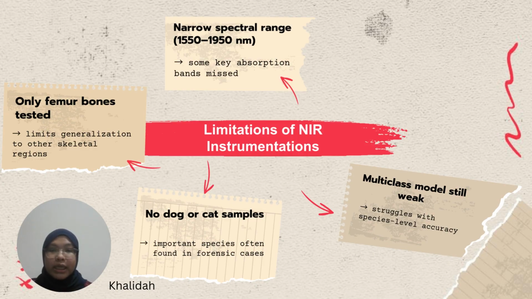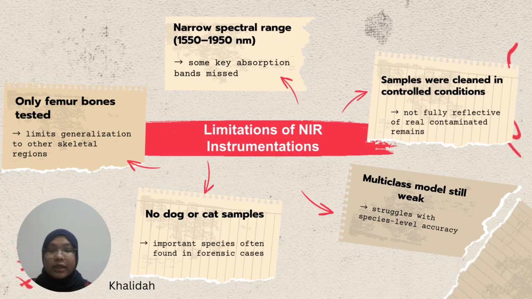Finally, all bones were cleaned in the lab before measurement. In real situations, bones may be dirty, weathered, burned, buried, or decomposed. These conditions can affect NIR reflectance, meaning the model may not perform the same way outside controlled laboratory settings.